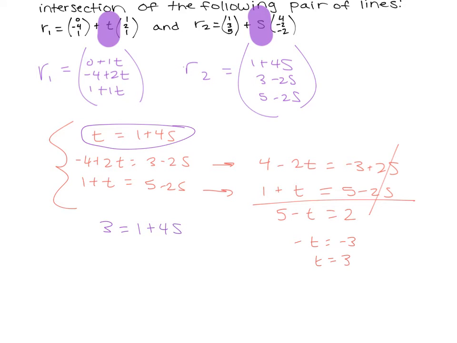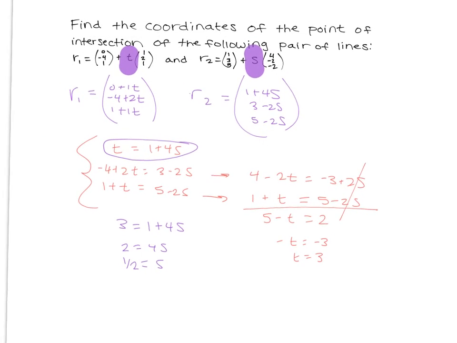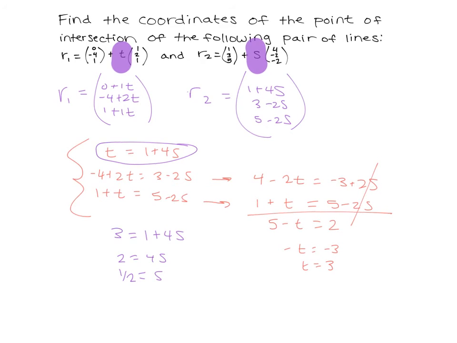Okay, so if I do this, I subtract 1 from each side. I get 2 equals 4s. So that means s equals 2/4, which is 1/2. So I solved for our scalars right here. We have s and we have t. Now, the reason we did that is because we want to plug in and find the point that they intersect. So what this says is that the R1 equation is going to intersect with the R2 equation when t is 3 or when s is 1/2.